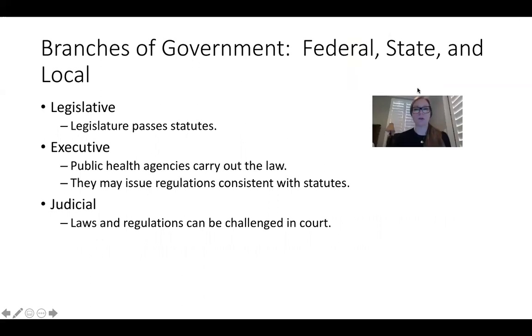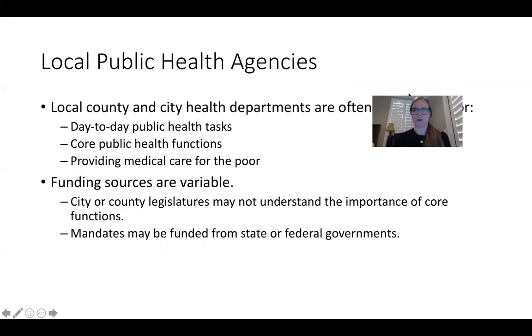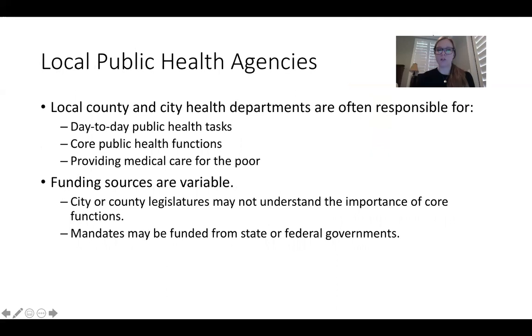Branches of government, federal, state, and local. So these are the different branches of government. Be aware of it. You should have learned this in high school, but also in college, just having a good refresher of understanding the branches of government, okay? Local public health agencies, this is very important. Local county and city health departments are often responsible for day-to-day public tasks, core public health functions, providing medical care for the poor. Funding sources are varied, okay? So just being aware of that.